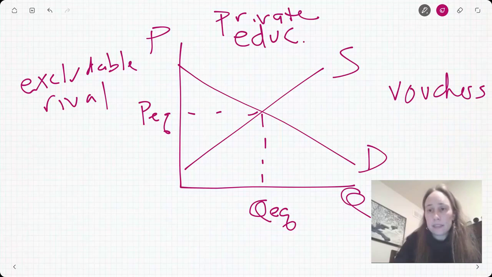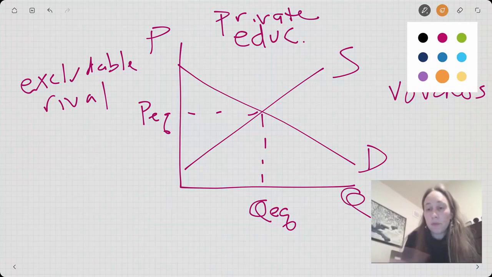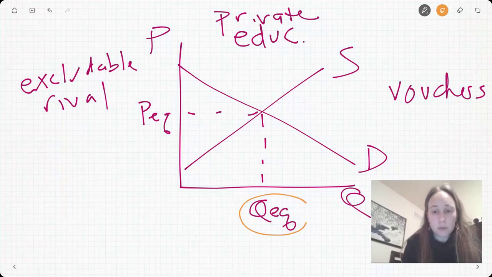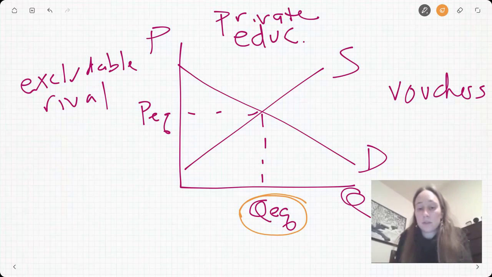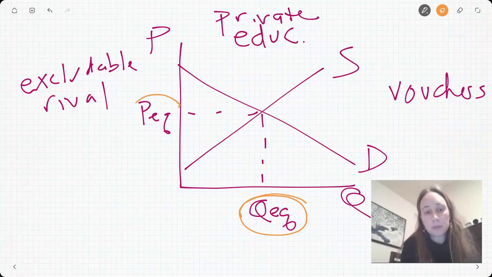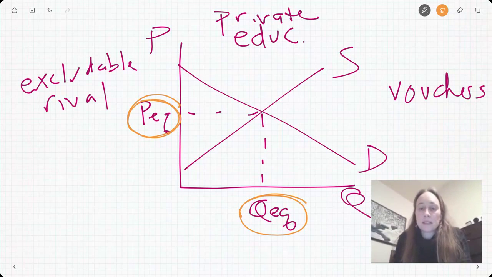What we see here is that in equilibrium, before the vouchers get introduced, there is some level of students who are choosing to go to private school. Okay, so the quantity here is the number of seats, the amount of enrollment, the number of students who are choosing private schools instead of public education. And we see an equilibrium price as well. So what is this equilibrium price? This is the tuition that gets charged.